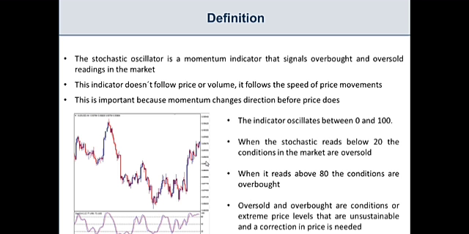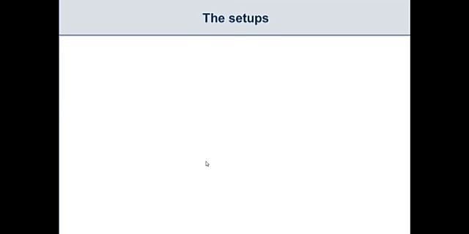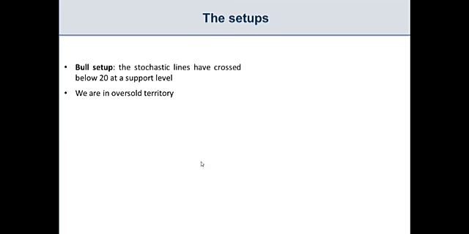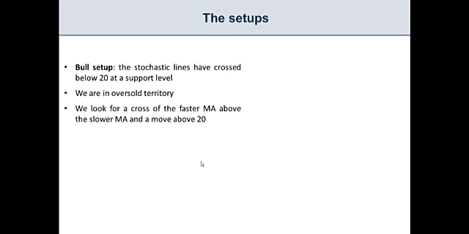We are going to use it for entries, and of course we are going to use it to exit our trades. And the setups we are going to be looking for on the stochastic oscillator are very simple. The first one is the bull setup. The stochastic lines have crossed below 20 and at a support level. We are in oversold territory. What we look for is a cross of the faster line above the slower line, and a move of both lines above the 20 level.